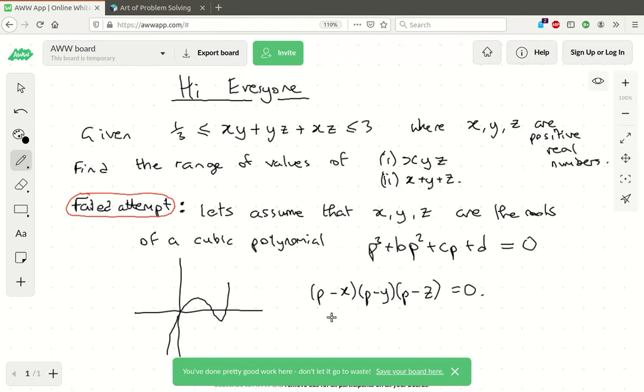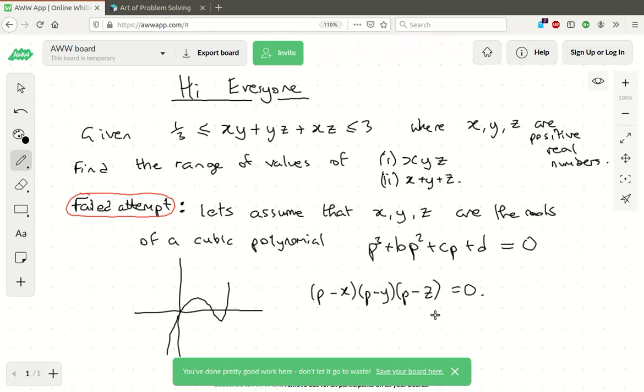Now you might think, well, why have I done that? Well, it's because we already have conditions for xy plus yz plus xz, because that's going to be in this formula. Your x plus y plus z, I apologize, is minus b over 1. Your xy plus yz plus xz is c divided by 1, which is just c. And your xyz is minus d divided by 1, which is just minus d. So it gives us something to work with.